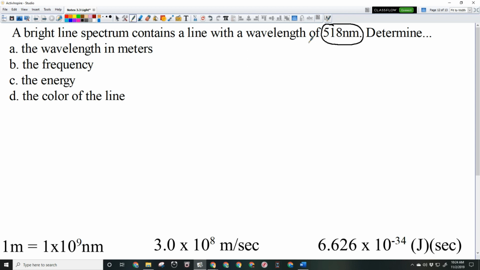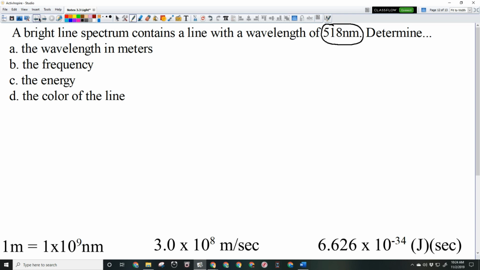Now, every time I do a problem, I always use GUESS. So you should probably get used to doing that because that's only going to help you in the future. Our first question here is the wavelength in meters. So we need to calculate this wavelength in meters. Let me gather my notes here. We're going to have to change these nanometers into meters.